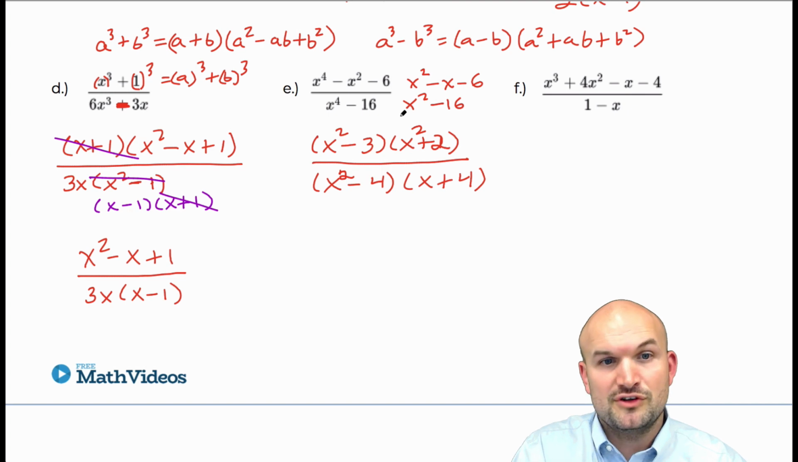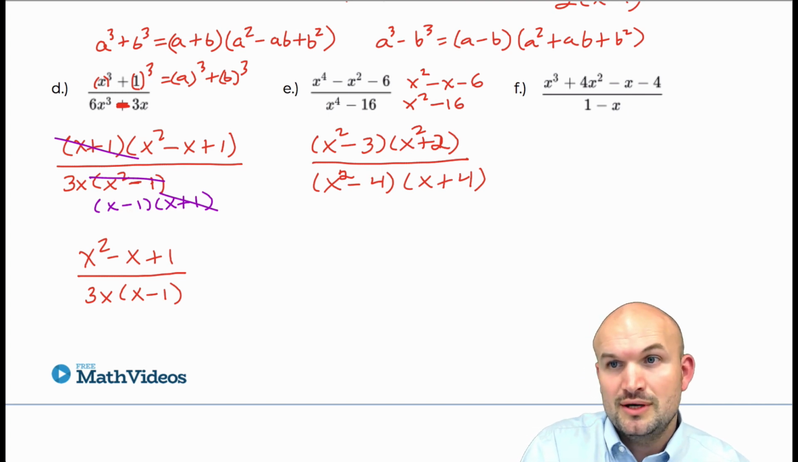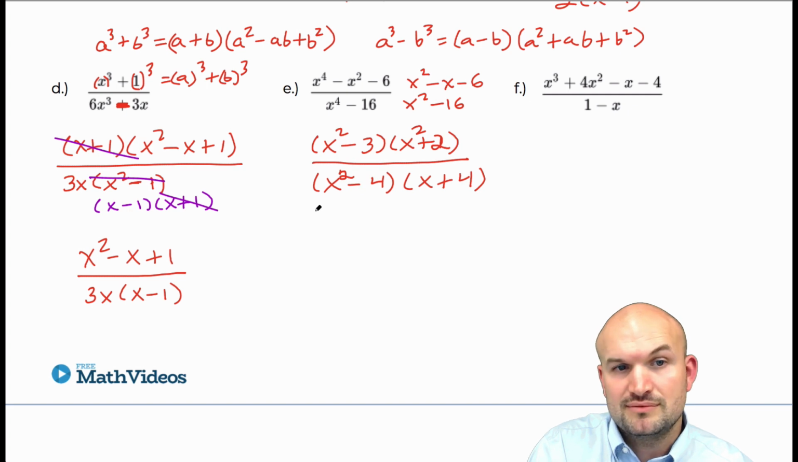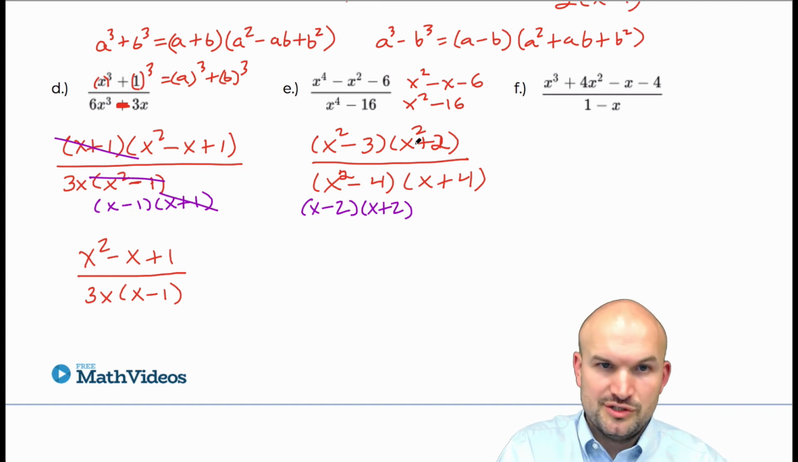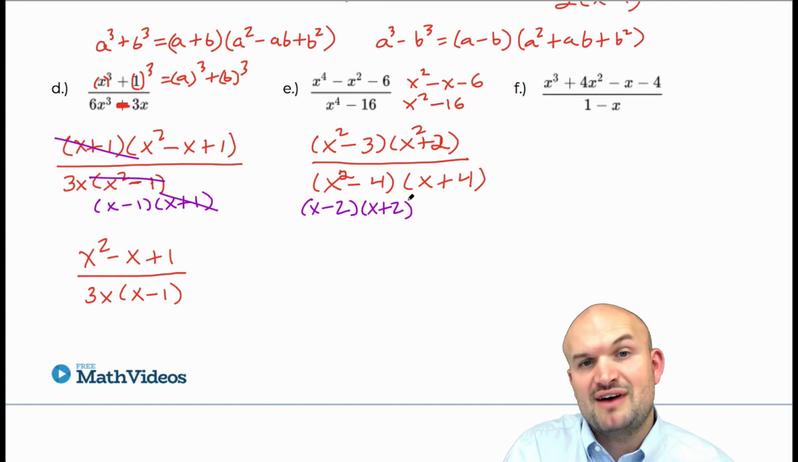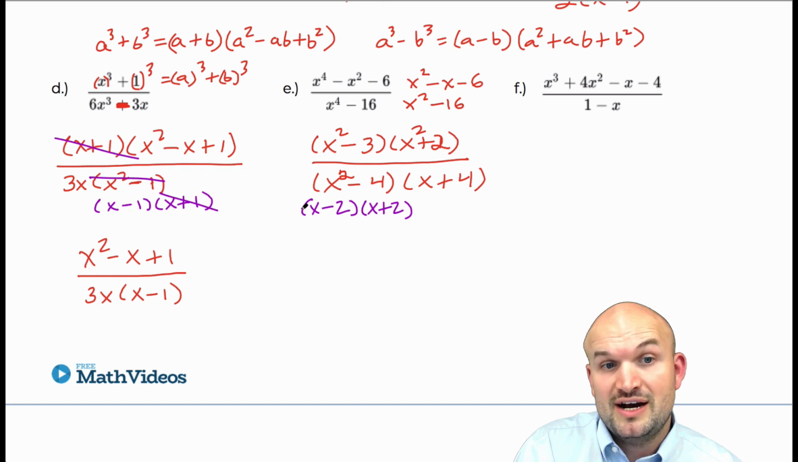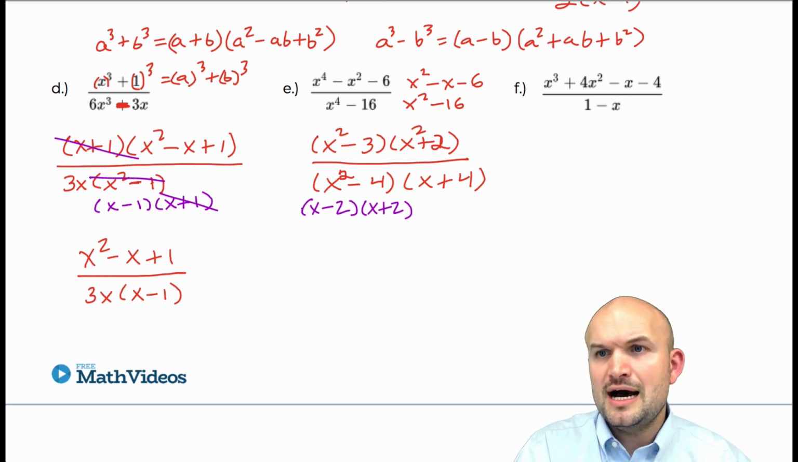Now, you could try to further factor this down into x minus 2, x plus 2, but this isn't going to factor out any further. If you factor that down to x minus 2 times x plus 2, what you can realize here is these aren't going to cancel or divide out with anything. So that is your simplified result. Moving on to the next one.